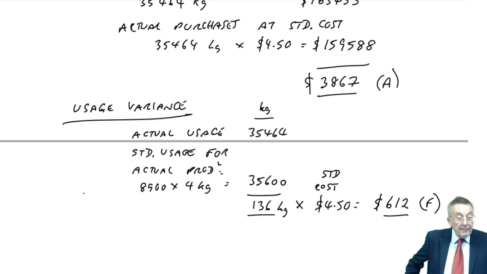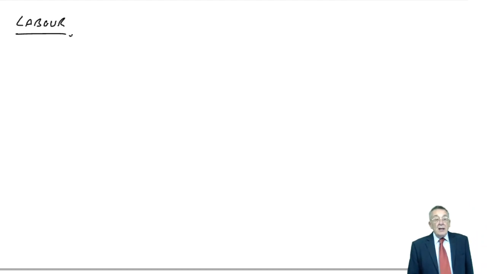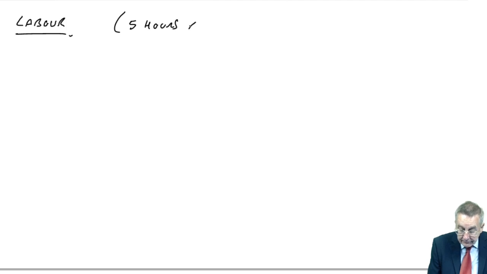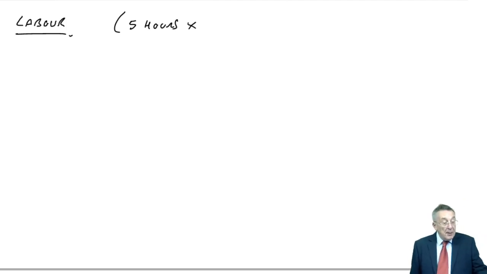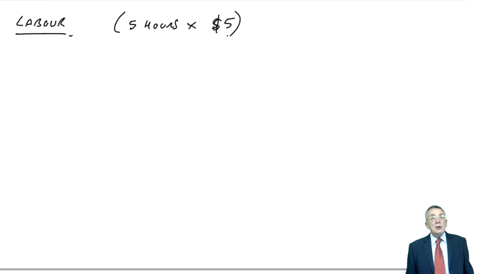In a similar way, let's go through and do all of them. So the next one, let's look at labour. Again, from the cost card, we should be working 5 hours for every unit, and we should be paying the workers $5 per hour. So each unit should cost 25.